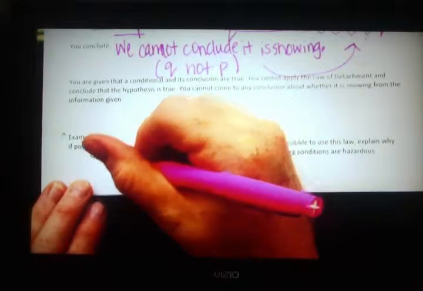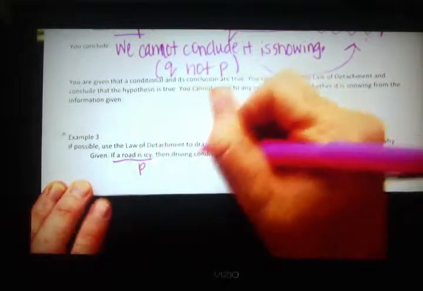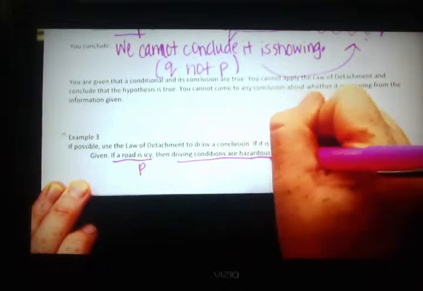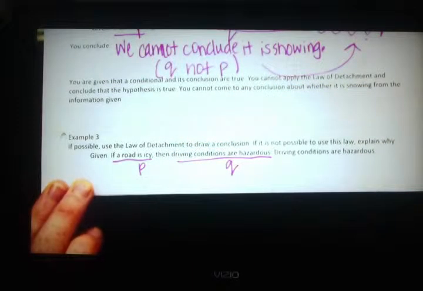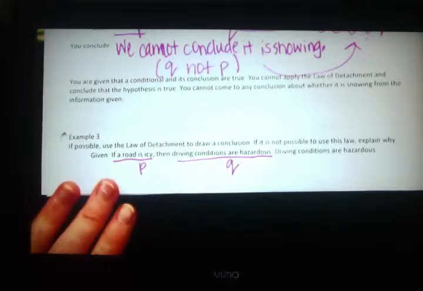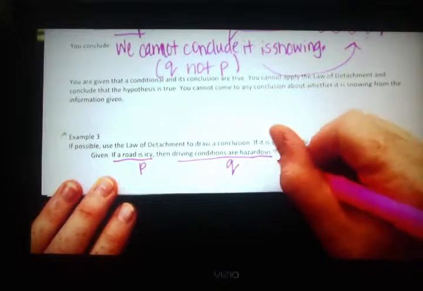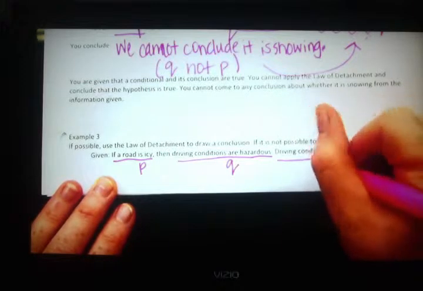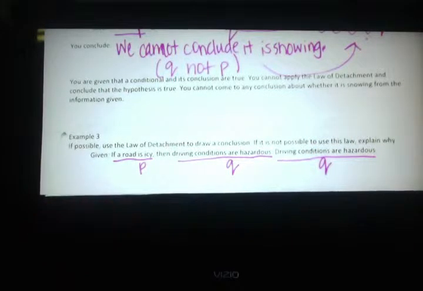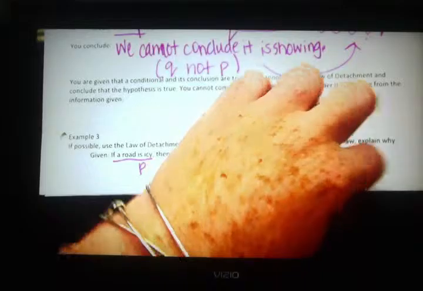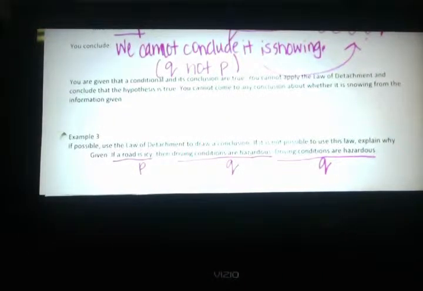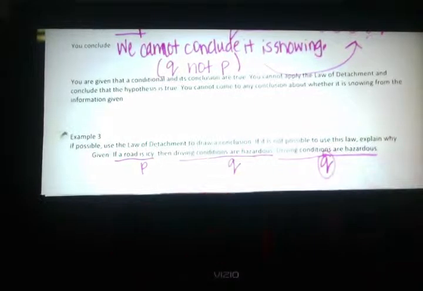Here's your hypothesis. If a road is icy, then driving conditions are hazardous. So here's your conclusion: driving conditions are hazardous. So can we conclude that the road is icy, using the law of detachment? We can't, because this is matching Q.